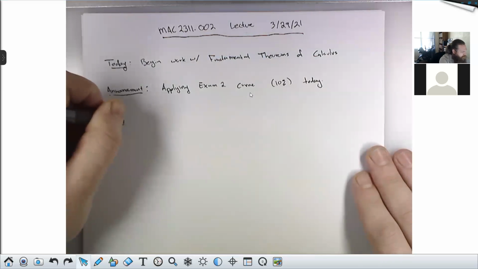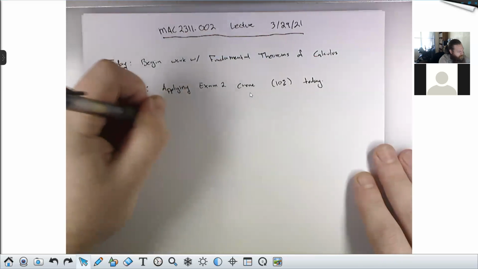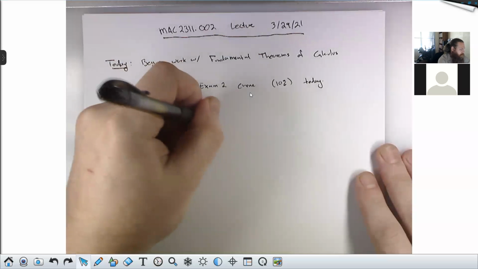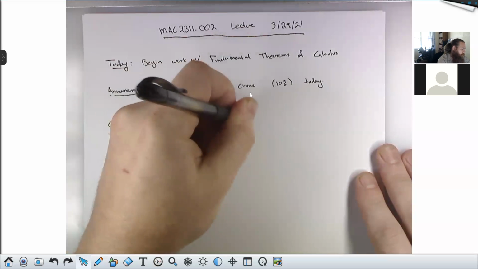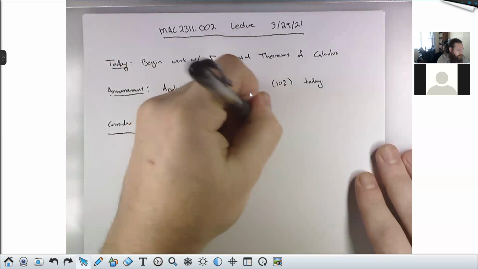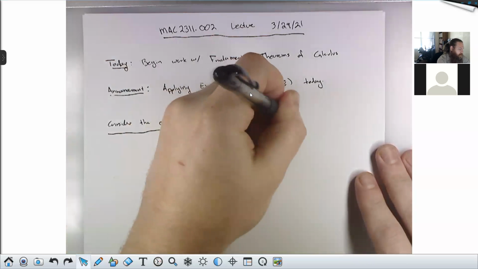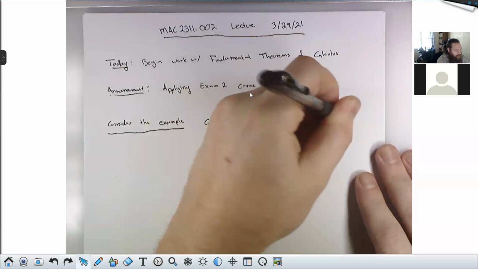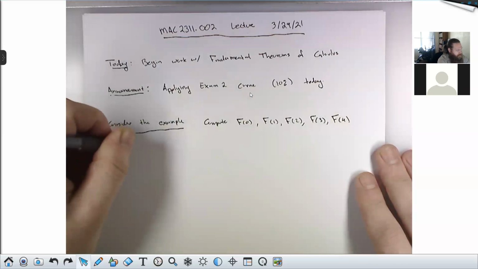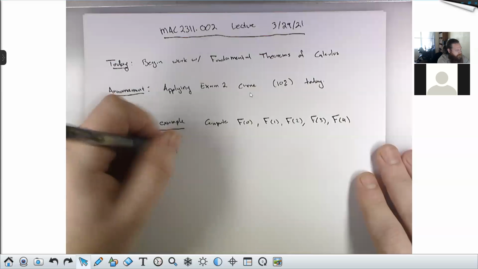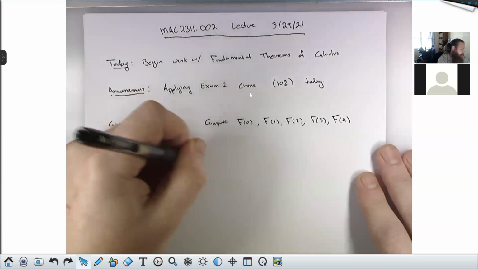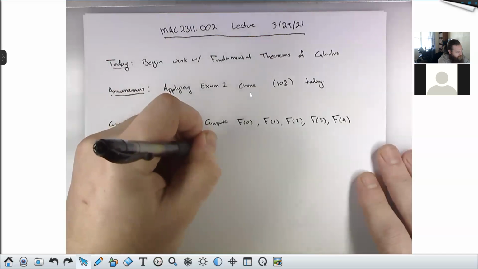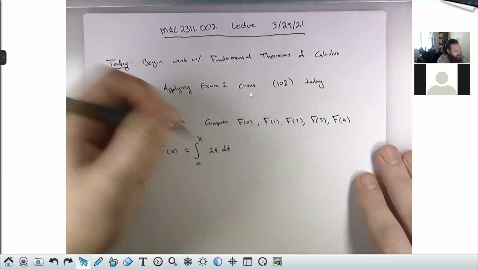So consider the following example. I might ask you to compute capital F of 0, capital F of 1, capital F of 2, capital F of 3, and capital F of 4, where capital F of x is the integral from 0 to x of, let's say, 2t dt.